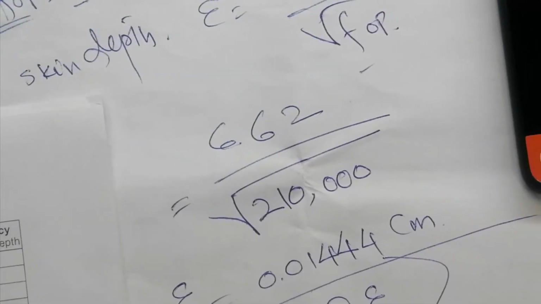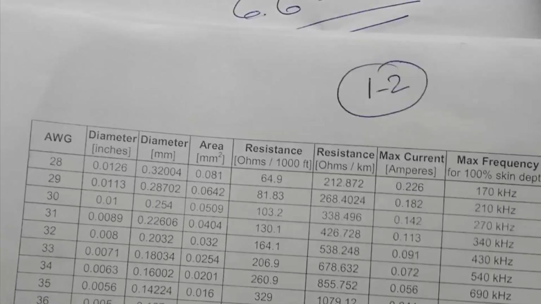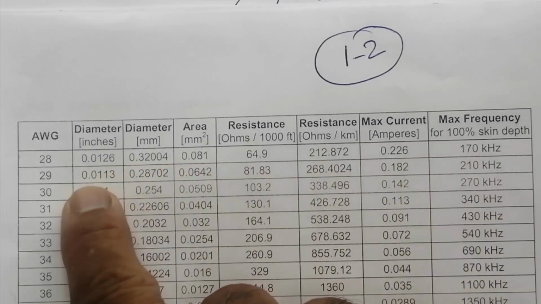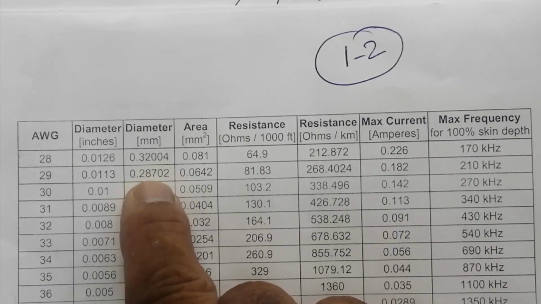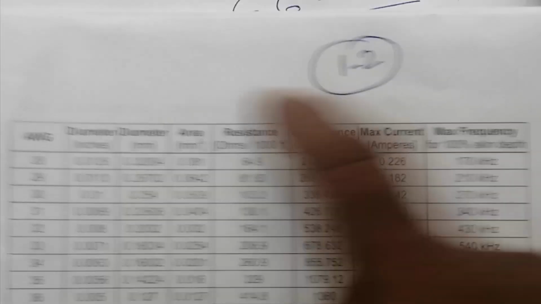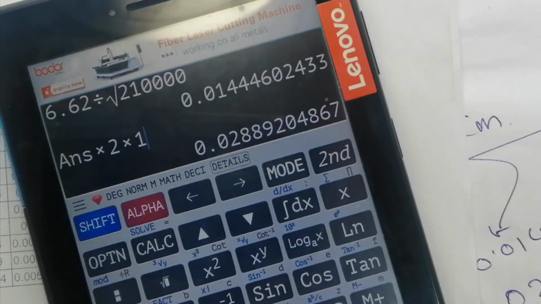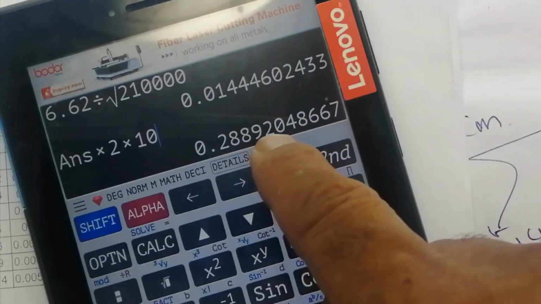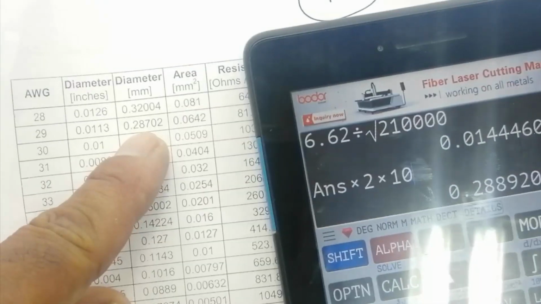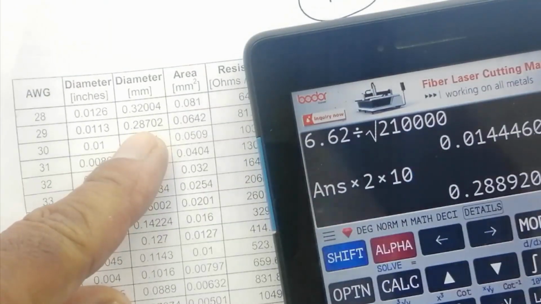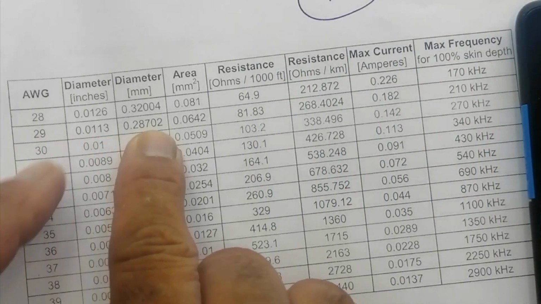We will discuss that now. We calculated 0.02889 centimeter. At 210 kHz, the chart shows 0.28702 millimeter. Here ours is in centimeter, so multiply by 10, giving 0.2889 millimeter. So the closest match is 0.287. We have to select this wire gauge.